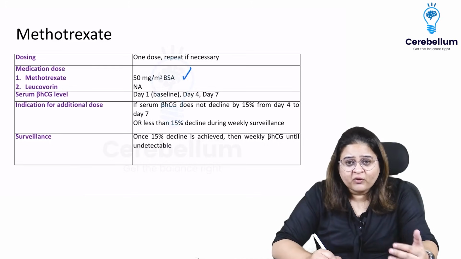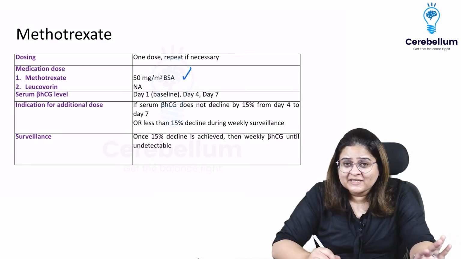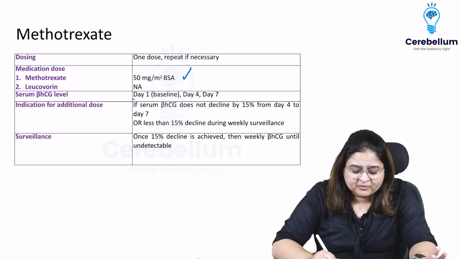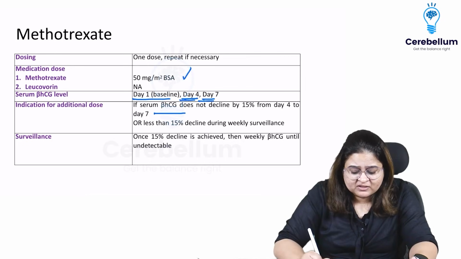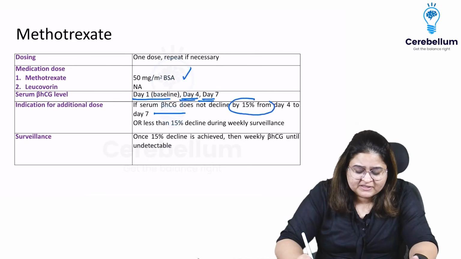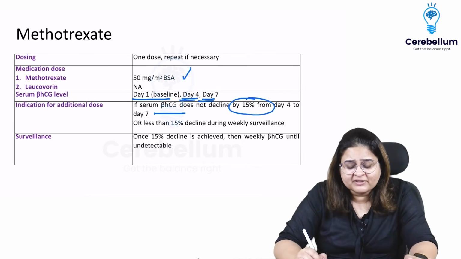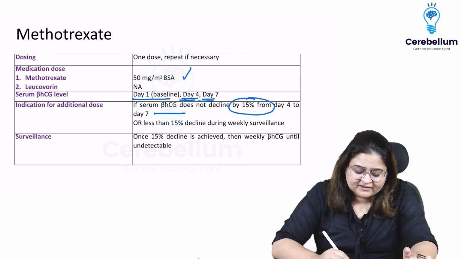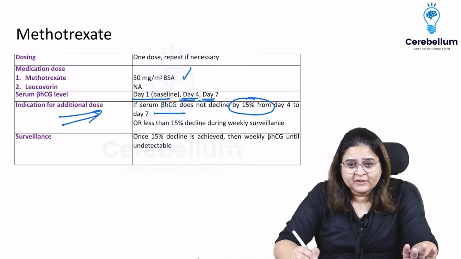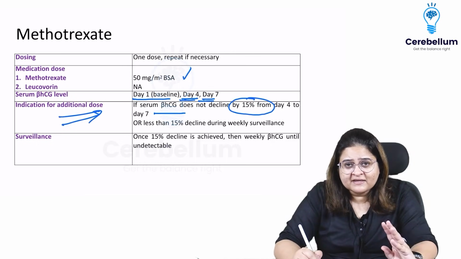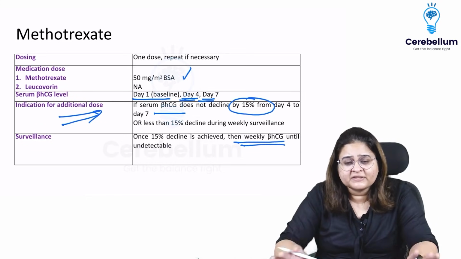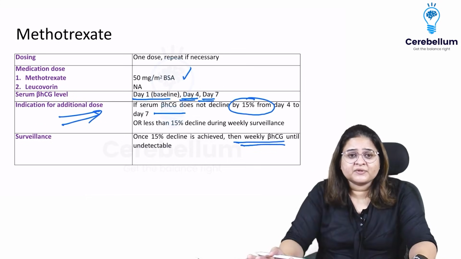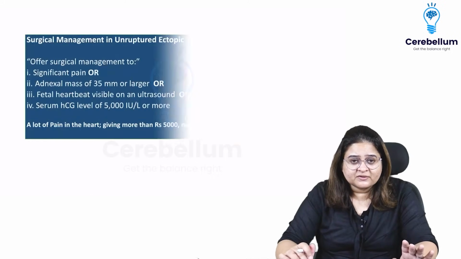Then how do we monitor this patient further? Because we have to still keep her under close watch. You've done a baseline beta-hCG, repeat the beta-hCG on day 4 and day 7. If the serum beta-hCG does not decline by 15% from day 4 to day 7, then you can give a second additional dose. Okay. And once the fall has started, that means it's more than 15%, then you do weekly beta-hCGs until the beta-hCG has disappeared. So this is methotrexate.